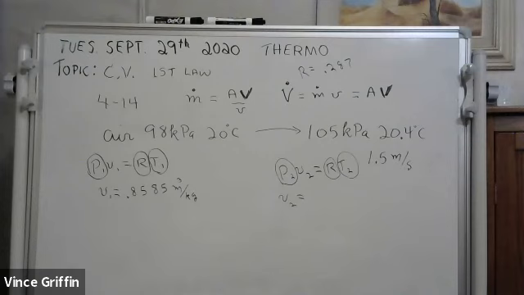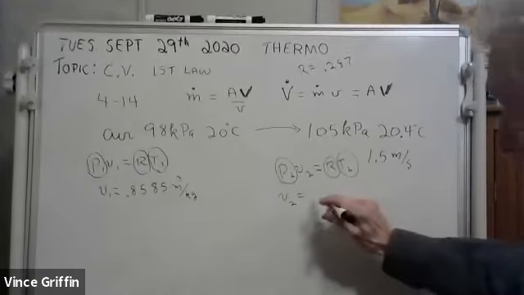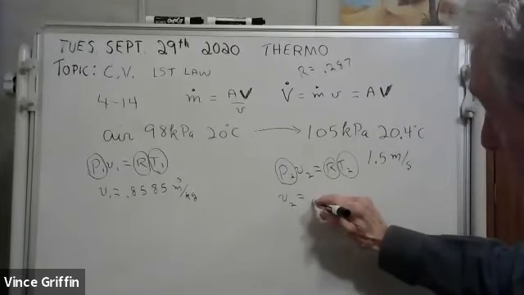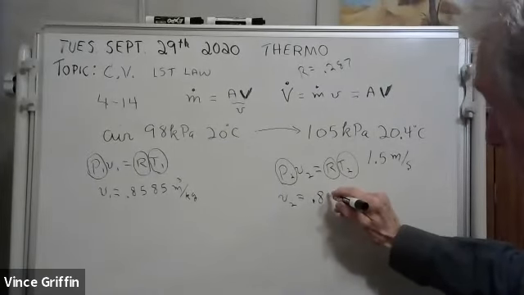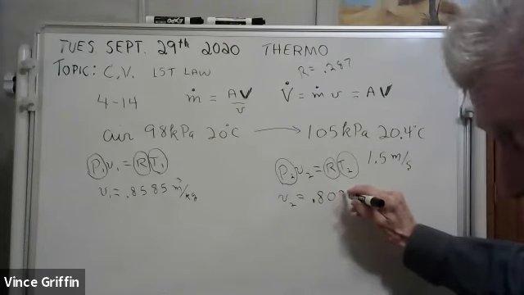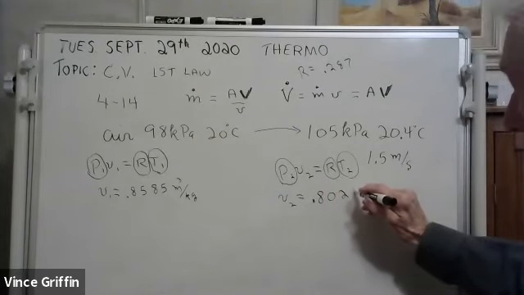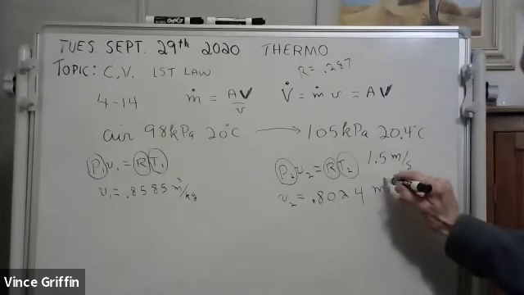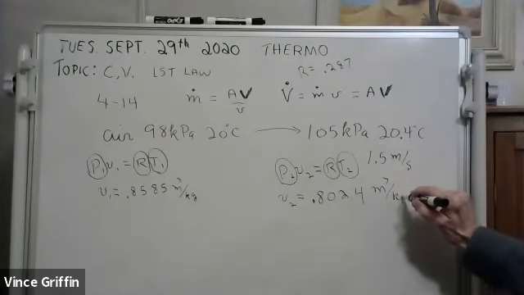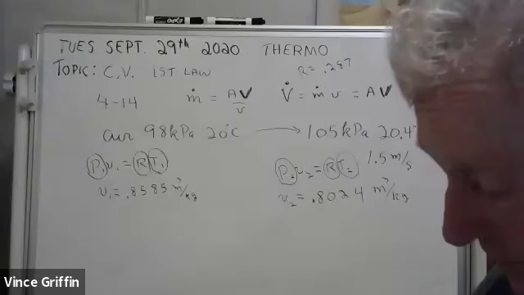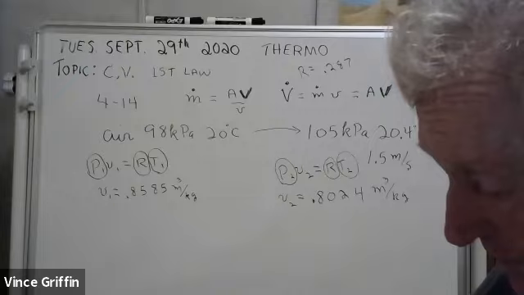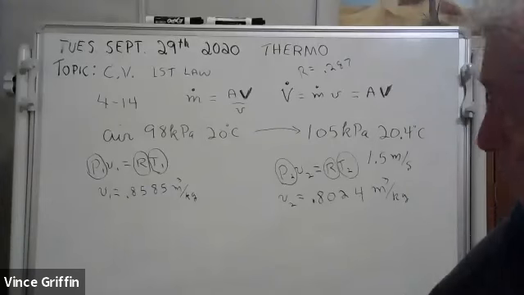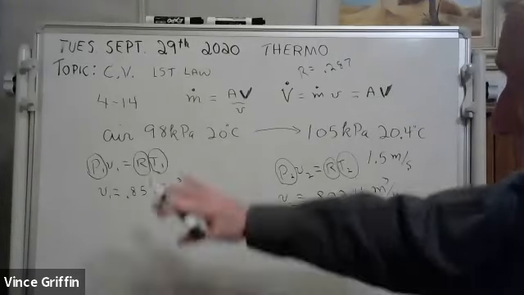Well, I got an answer. This might be wrong, but I'm capable of pushing the wrong numbers just like you guys are. Did anybody get 0.8024? Yes. Good going. All right, well, we did great, but that's not what they wanted. They wanted m dot.